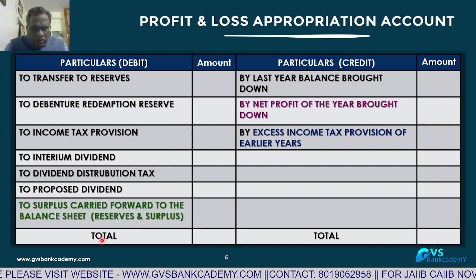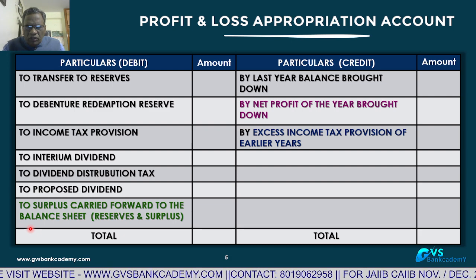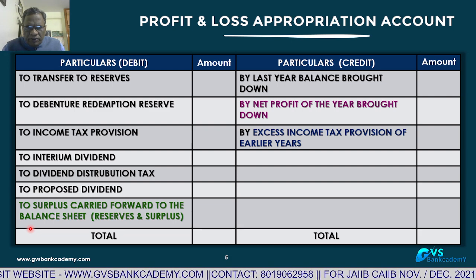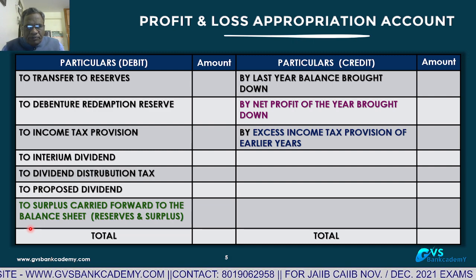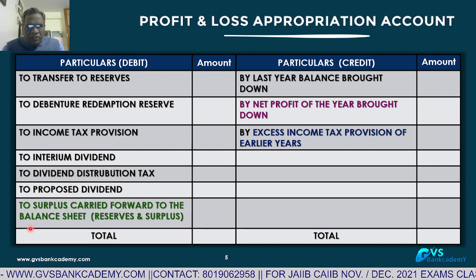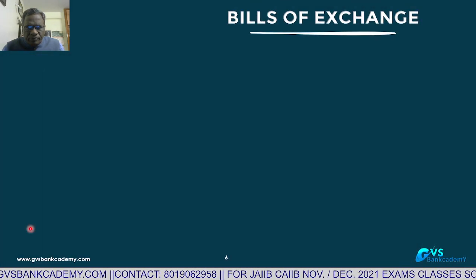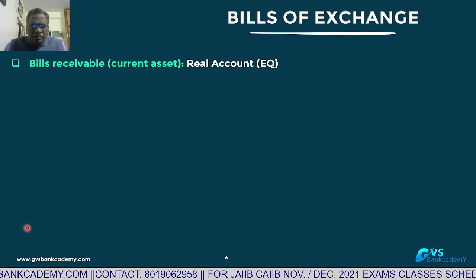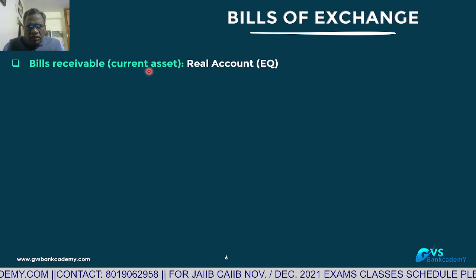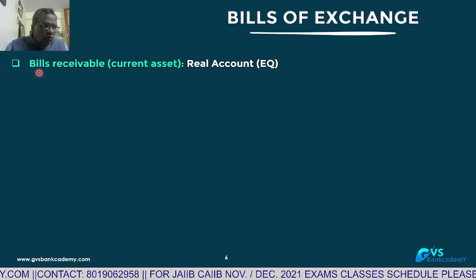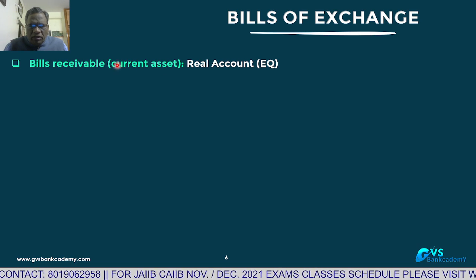That question they are asking, this one. This is about P&L appropriation account. 1 mark they are asking, compulsory. Now we have discussed balance sheet schedules, contingent liabilities and P&L schedules and P&L appropriation account. Now bills receivable. Bills receivable is a real account, current assets. Whatever the bills receivable outstanding amount is there, that is a real account and current asset.